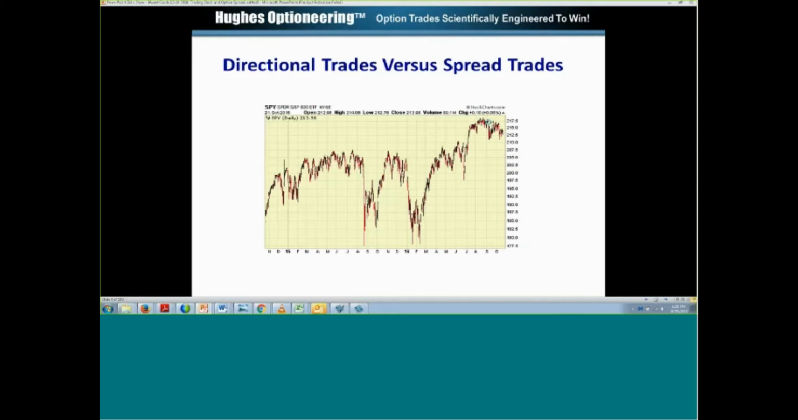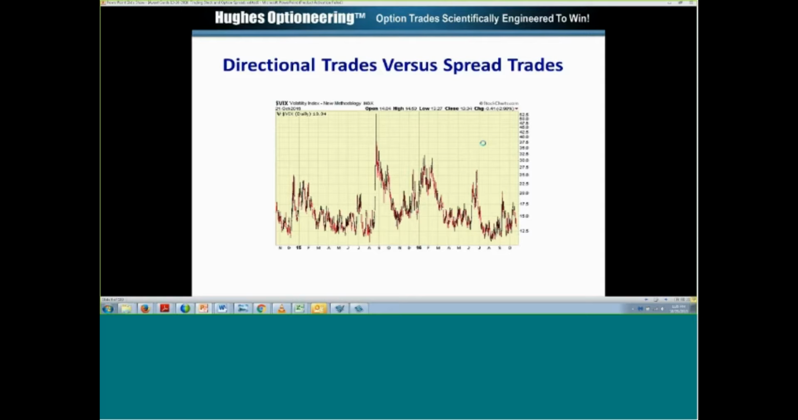So here's a daily price movement of the S&P over the last couple of years, and as I mentioned, not much trend, a lot of volatility. You can see all these declines here. If you entered a call option trade and your timing was bad, you could easily get stopped out in this kind of market. So that's the disadvantage of directional trading.